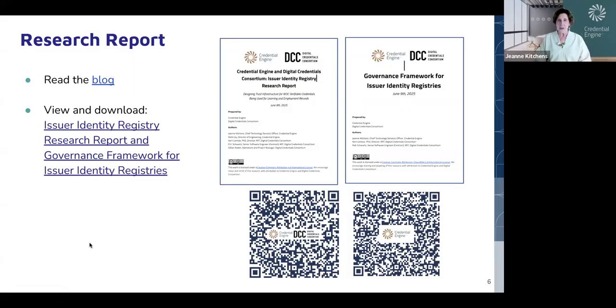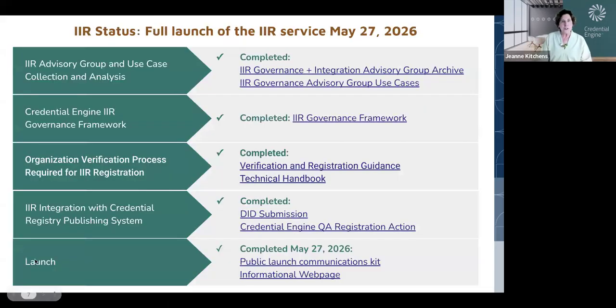We can go ahead, Ariel, and go to the next slide. We probably also have with us today people who were part of both advisory groups. We had an advisory group for the research project and an advisory group for the governance and integration of the registry that we have launched.